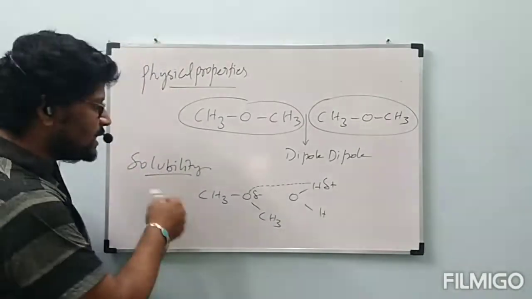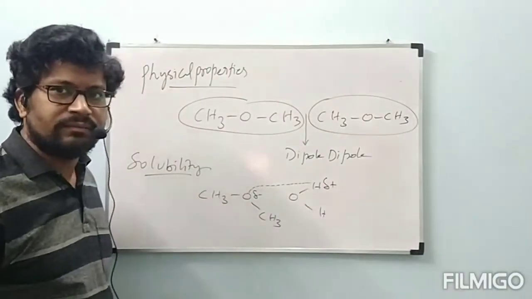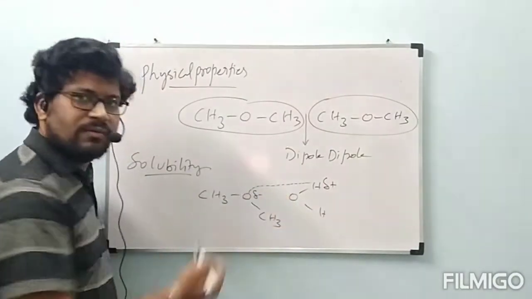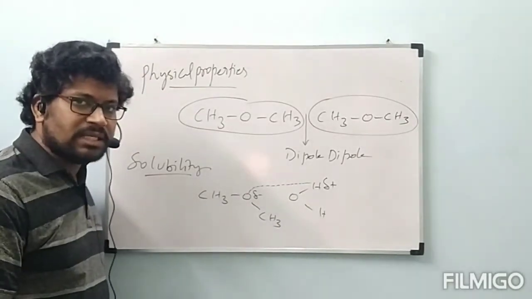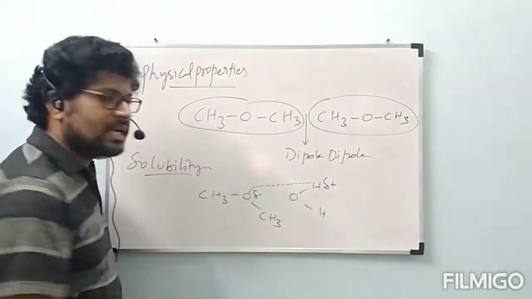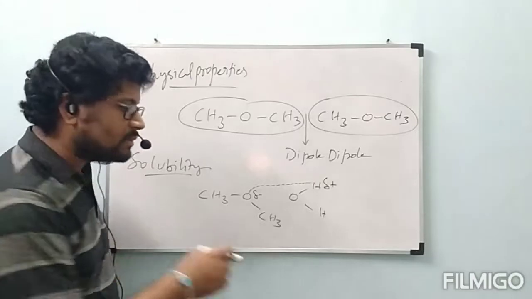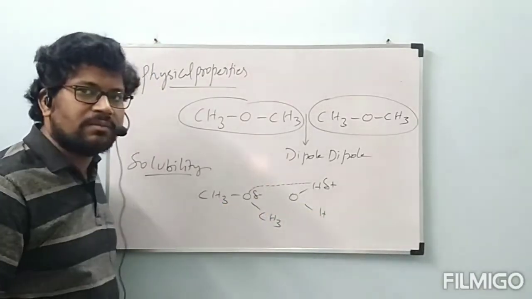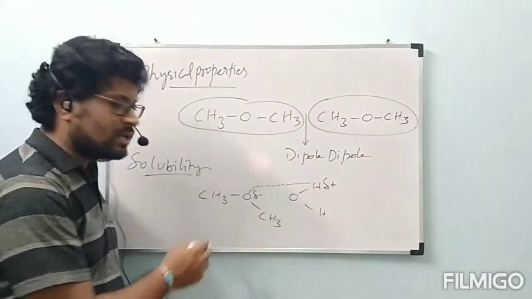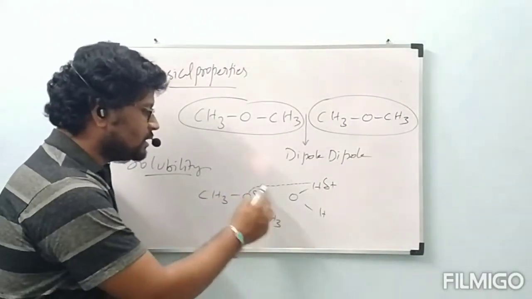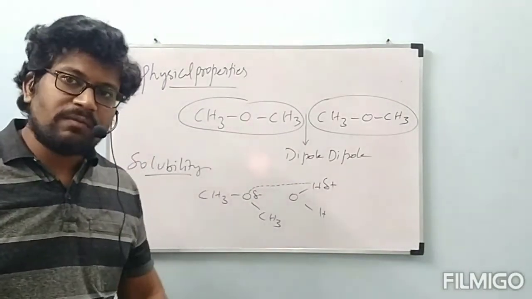Next, coming on to solubility. When ether is added to water, ether has the highly electronegative atom oxygen, which gets a partial negative charge. Hydrogen, which is present in water, will get a partial positive charge. In water, we have hydrogen bonded to the highly electronegative atom oxygen. So there is a chance of formation of a hydrogen bond between ether and water. That's why ethers can be soluble in water.